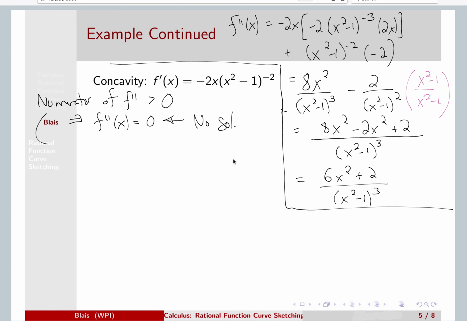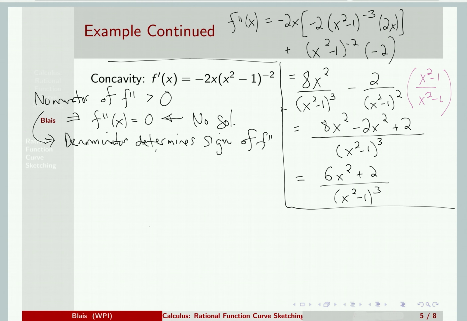And again, this also implies that the denominator determines the sign of f double prime. So let's check the sign of that denominator. So we have x squared minus 1 cubed. When is that less than 0?